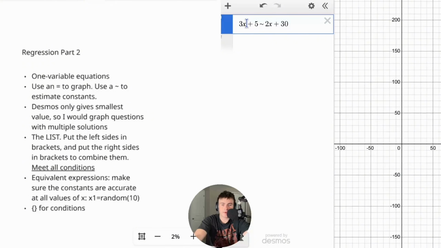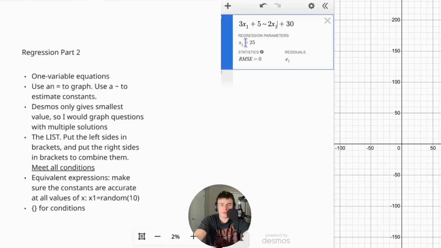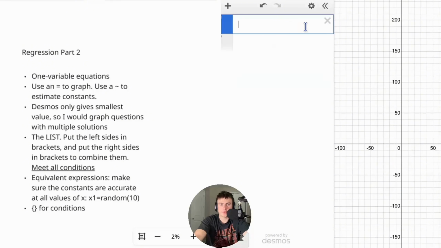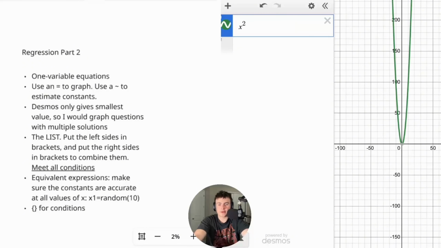We could just put a tilde in for the equal sign and change the x to constants right here, and then it'll just solve the equation for you. Now the thing is though, Desmos only gives you the smallest value. So if there are multiple solutions and it's asking for like the biggest or like middle one, you're kind of screwed because it's not going to give you all the solutions. So if it asks for multiple solutions, you should use an equal sign.